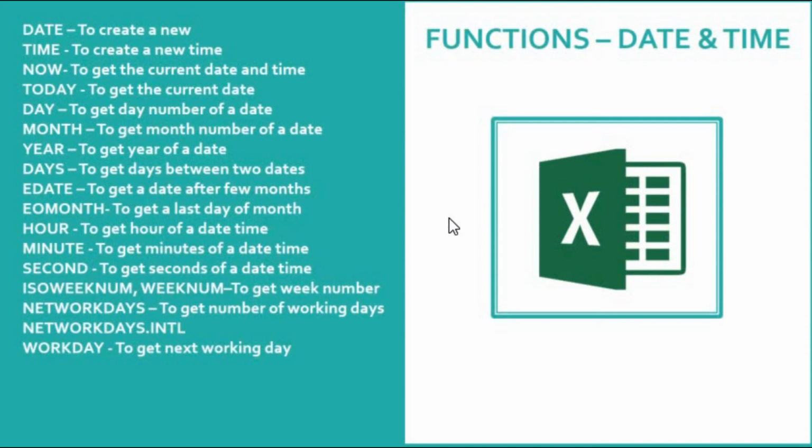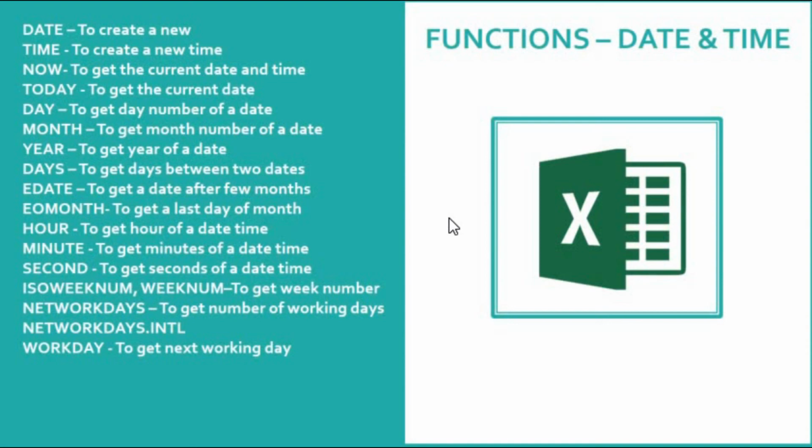DAYS is to get the number of days between two dates. EDATE is to get a date after a specific number of months. EOMONTH is to get the last date of a month after a specific number of months. HOUR is to get the hour of a date time. MINUTE is to get the minutes of a date time. SECOND is to get the seconds of a date time. ISOWEEKNUM is to get the week number.